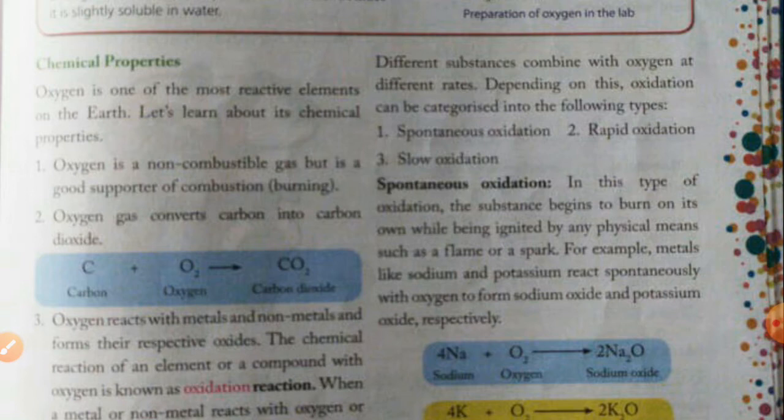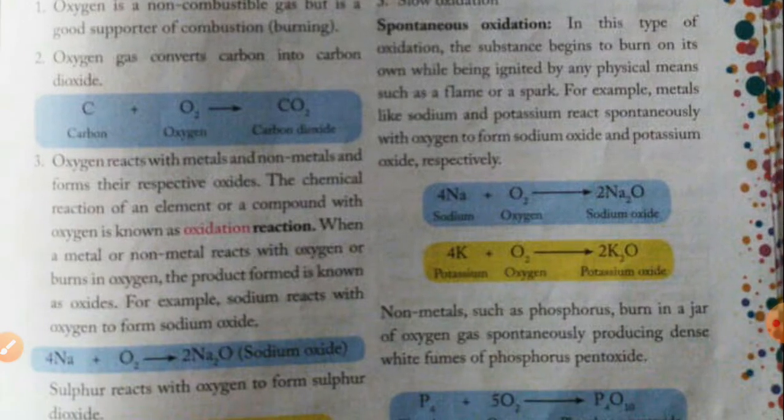So this type of reaction, in which the substance burns on its own without being ignited by any physical means such as a flame or spark, is called spontaneous oxidation. Here the example is given: sodium and potassium react spontaneously with oxygen to form sodium oxide and potassium oxide.